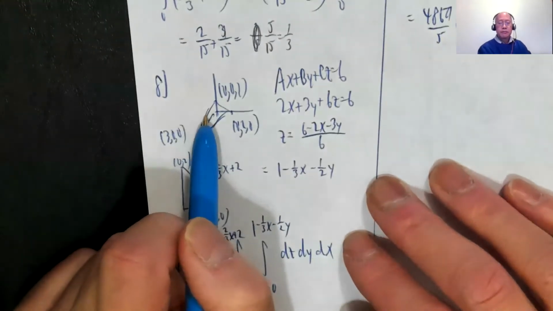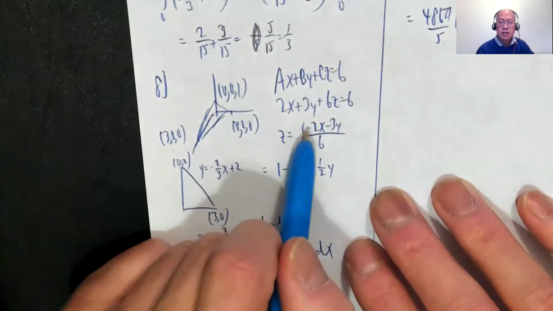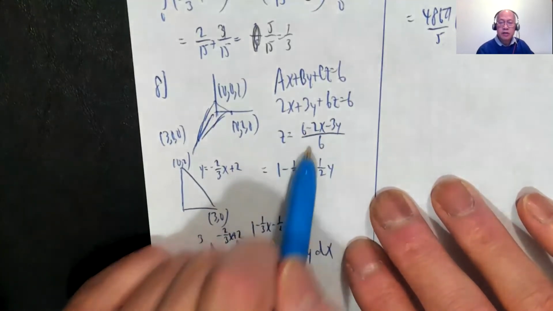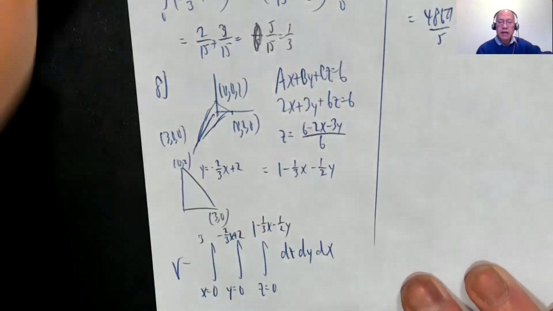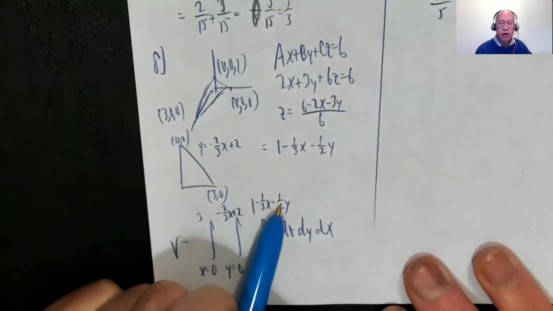So the equation of the plane is 2x plus 3y plus 6z equals 6. Solve for z. 6 minus 2x minus 3y over 6, or 1 minus 1/3 x minus a half y. So z is going to go from 0 to 1 minus 1/3 x minus a half y.